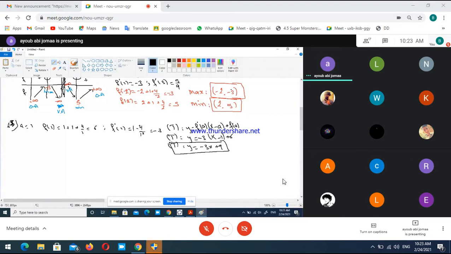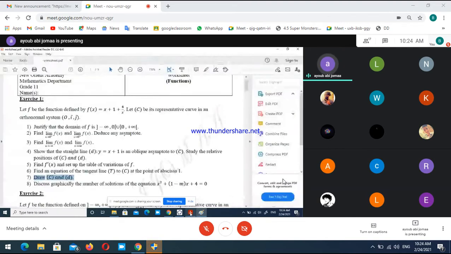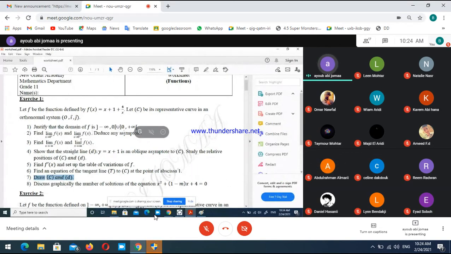Honestly, this exercise, or this part, is an extra one. We are not going to use it in the graph, but so that we get used to it. The last one, or before the last one: draw the curve and the line D. Line D, which is of equation y equal x plus 1, the oblique asymptote.